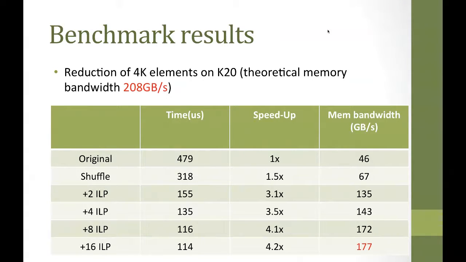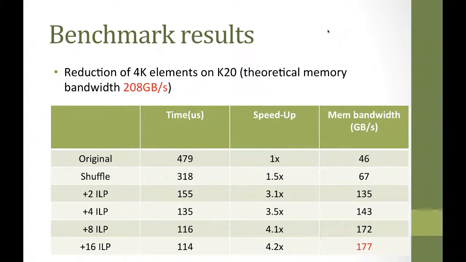And then we add the instruction-level parallelism. Adding 2 means you calculate 2 elements before you do the reduction. Adding 16 means each thread calculates 16 elements before the reduction. Then you will see that after adding 16 instruction-level parallelism, we can achieve 177 gigabytes per second memory bandwidth, and the speedup is 4.2x. So it's a pretty impressive result just by using the shuffle instruction and instruction-level parallelism.